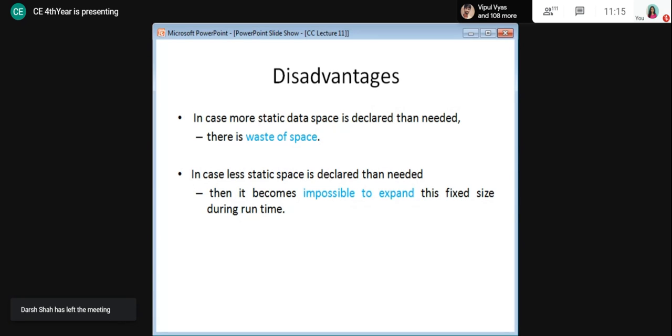The only two drawbacks we have for this system are that if more space is declared, then we are going to waste the space. If we are declaring less space, then because we are not allowed to expand or change it, at runtime some data may not be accommodated because of the less space declared previously. These are the only two drawbacks, but they are quite important when we are talking about nested procedures, stored procedures, and dynamically allocated memory. In those cases this type of allocation is not suitable.